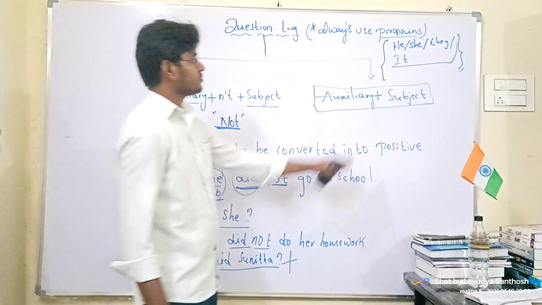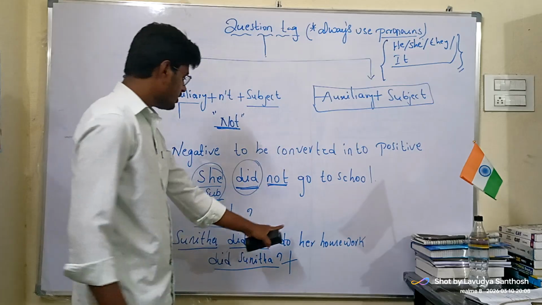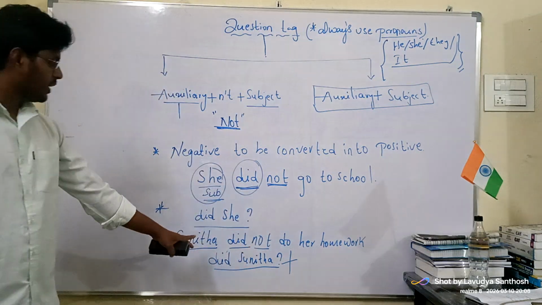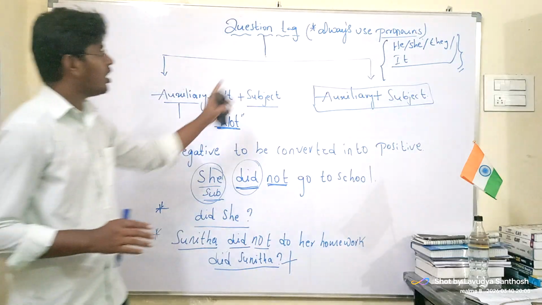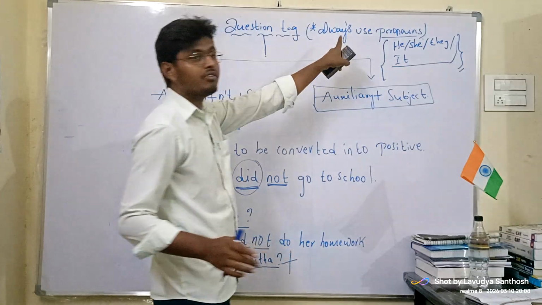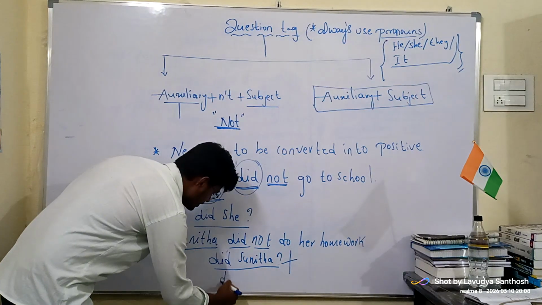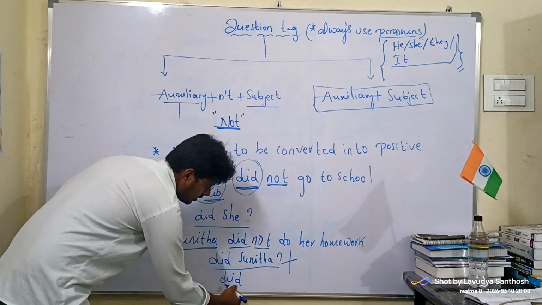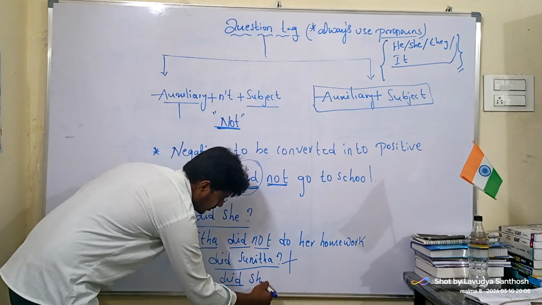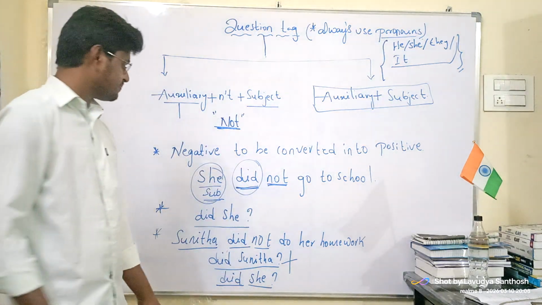Now I can write, "Sunita did not do her homework." Now, "did Sunita?" This is completely wrong. According to this, we have to use only pronouns. Now you see here, "did she?" Since Sunita is female, feminine gender, we have to use she.